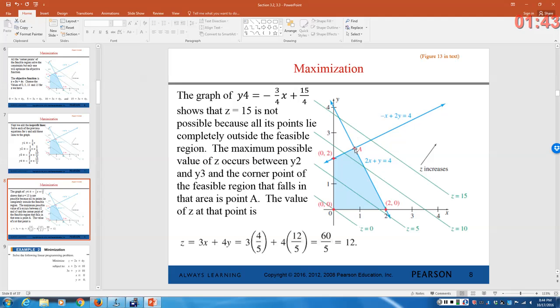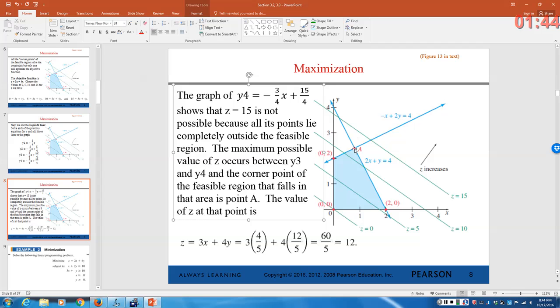Now, we could have gone a little bit further outside, but the corner point of the feasible region that falls in the area between, and I think I have wrong numbers here, this should say between y3 and y4. Y'all correct this on yours if you've got the slides, and I'll upload the new ones. It's between y3 and y4, because here we're still inside the feasible region, here we're outside the feasible region. So the farthest point in between, still inside, and now we're outside, is point A. So point A is the maximum feasible value. Okay?